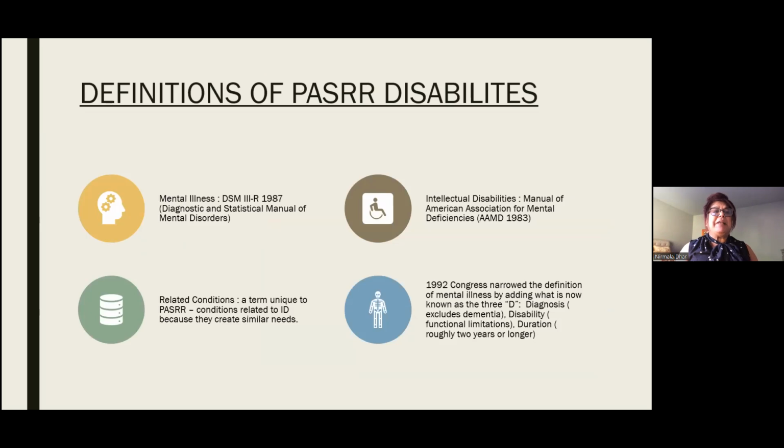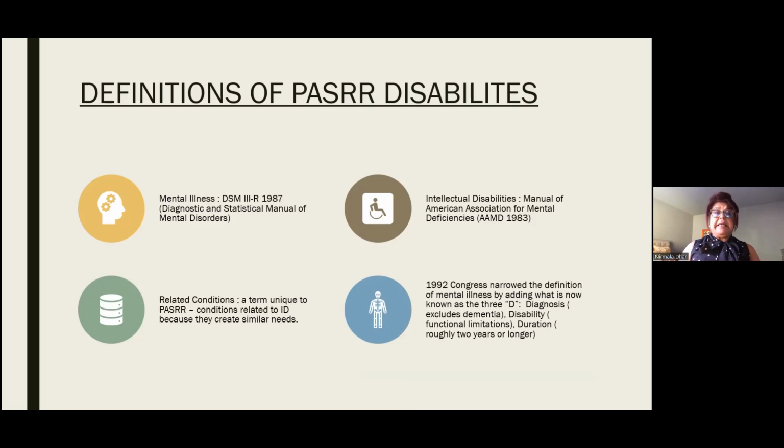So, the legislation has very clear definitions for what are considered, quote unquote, PASRR disabilities, like what mental health diagnoses are covered by PASRR. Okay, and granted, they need some updating, but when this law went into effect, they looked at like DSM-3. And in 1992, Congress kind of narrowed that definition by adding what is now known as the 3 Ds: diagnosis, disability, duration. And we'll talk about that. And I add a 4th D, which is dementia exclusion. Dementia is not a PASRR disability. Remember, this is for serious mental illness, and dementia is not considered a mental illness. It's considered a neurological illness.